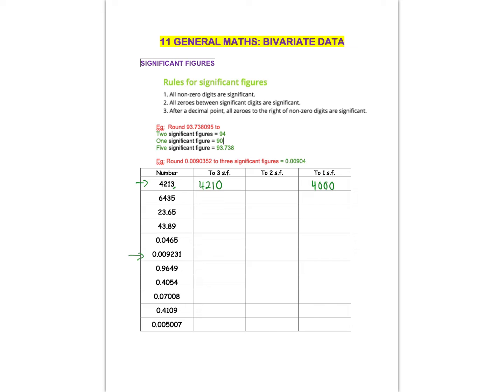If I was going to do 3 significant figures, I don't start counting until I get my first non-zero, which is the 9. So then I go 1, 2, 3, so I'll look at the third, but I've got to check the fourth to see if I round up. I don't need to. So this one would be 9, 2, 3. If I had to do one significant figure, I'd have the zeros, and then I'd just have that 9 there. Okay, so that was significant figures.